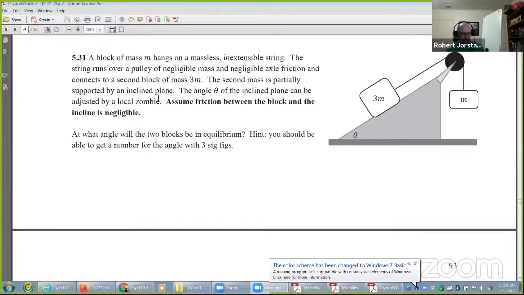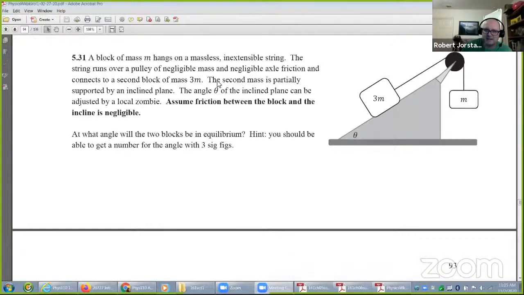And we are in the workbook. This is chapter 5, number 31. Whoops, 31 is at the bottom of page 92. All right, so this problem's going to be a little bit different, but it uses a lot of the same stuff we've been doing already. So we have a block of mass M hangs on a massless inextensible string.